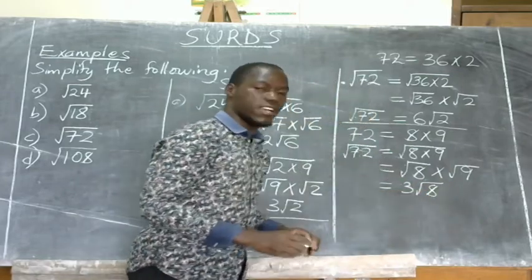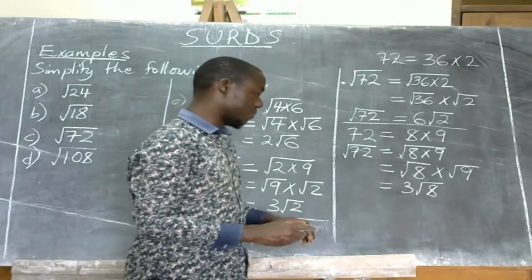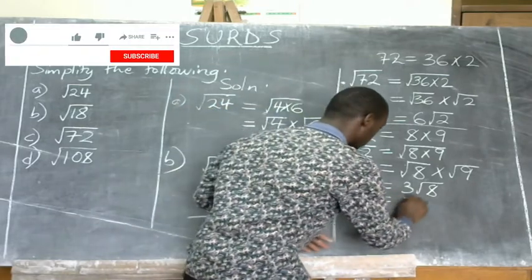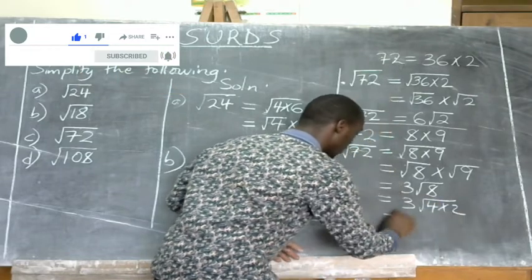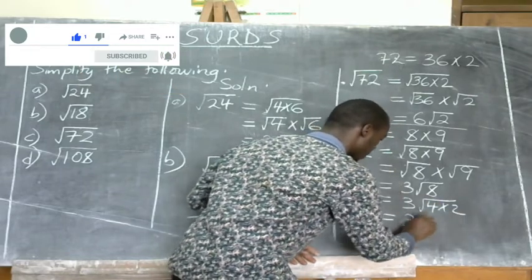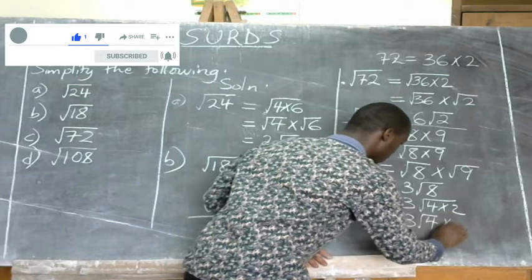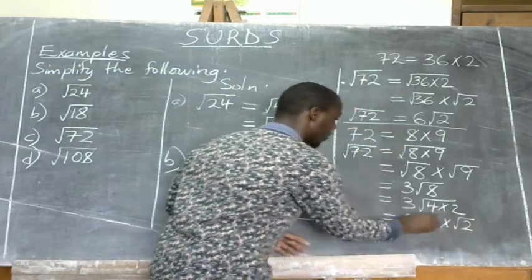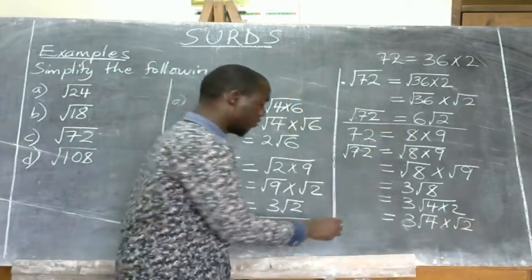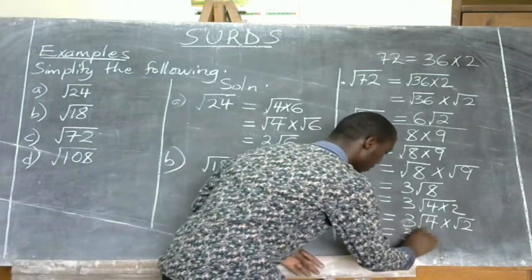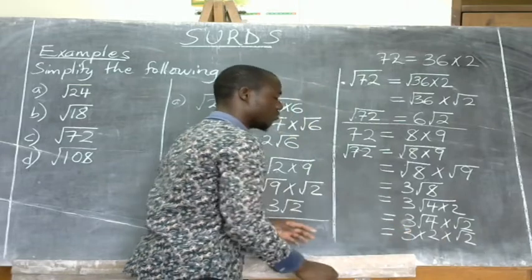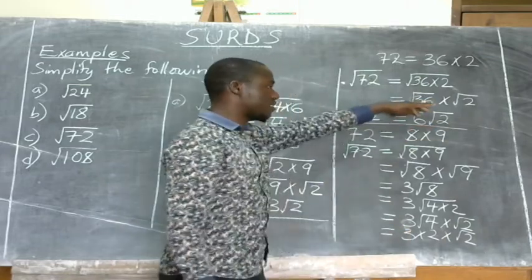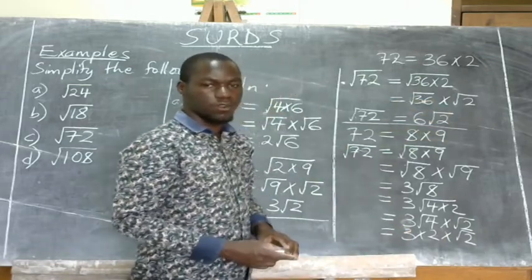And this 8 here also has 4 times 2. So this is going to be 3 root of 4 times 2. So this is going to be 3 times root of 4, then times root of 2. Root of 4 is 2. 3 times 2 times root of 2. Then 3 times 2 is the one we got here as 6. Then times the root of 2.